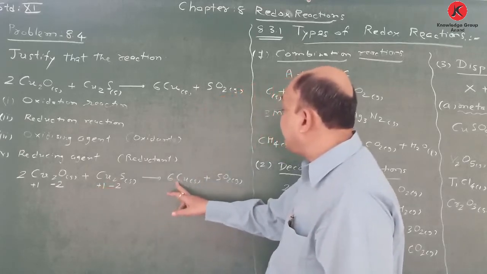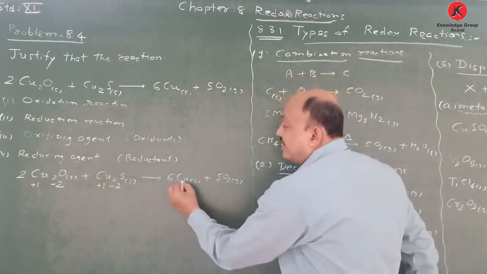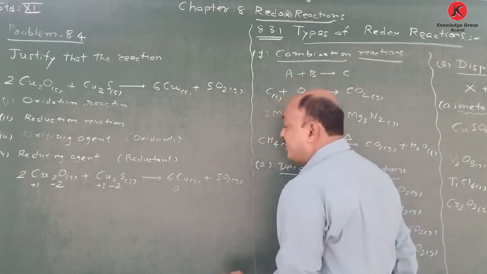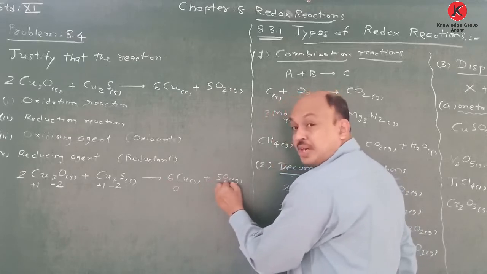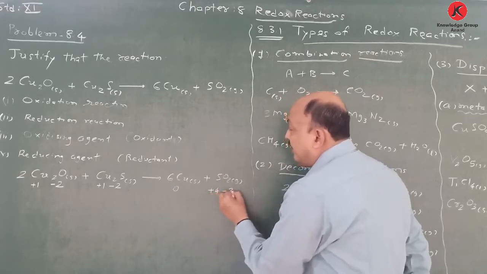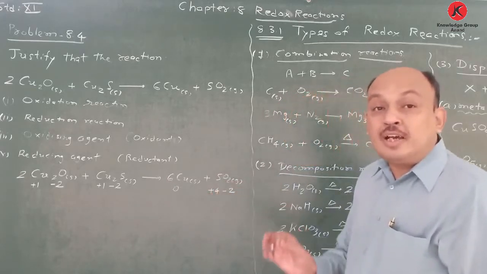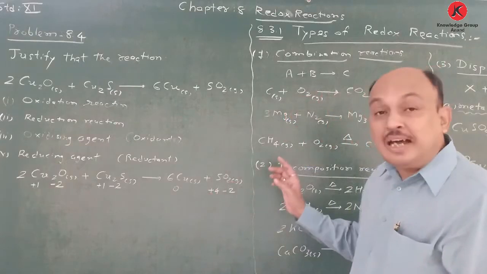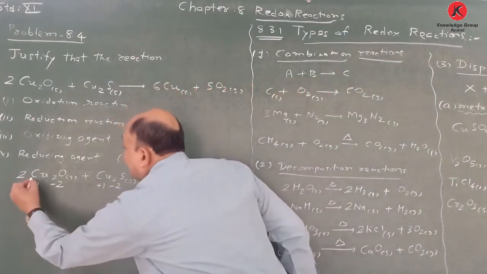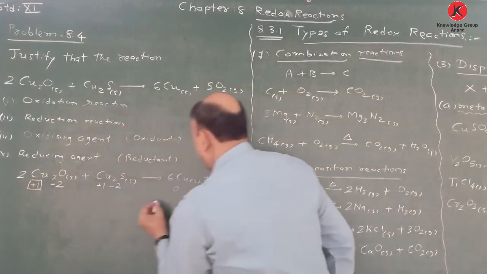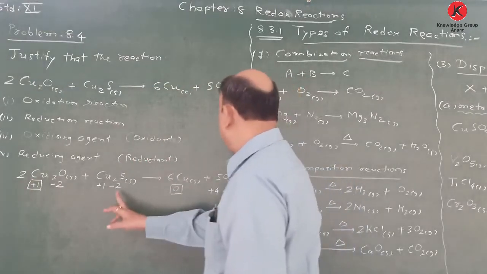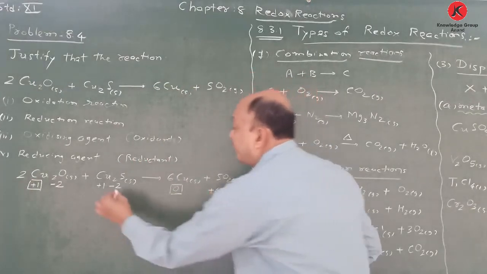Here you see 6 Cu solid, that is free state, therefore oxidation number is 0. And SO2: 2 times -2 is -4, x minus 4 is equal to 0, therefore +4 for sulfur and here -2. First of all, write down all oxidation numbers of the elements given in your reaction. So you have +1, here 0, and -2 and here +4.